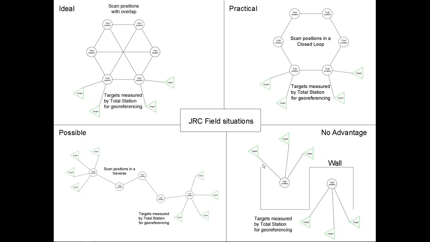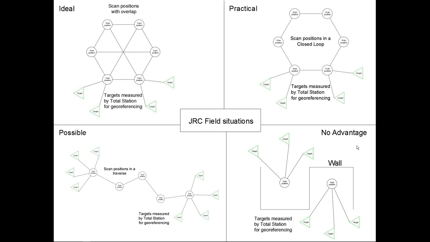And the fourth situation, which will present no direct advantage but can still be processed in GRC, is when the scans are divided by a wall or whatever barrier, and they don't have any overlap. Or for example, if you scan on a street and a big truck comes into the middle of the street and takes your field of view from one scan position to another, then you might still resort to targets in order to do your registration.